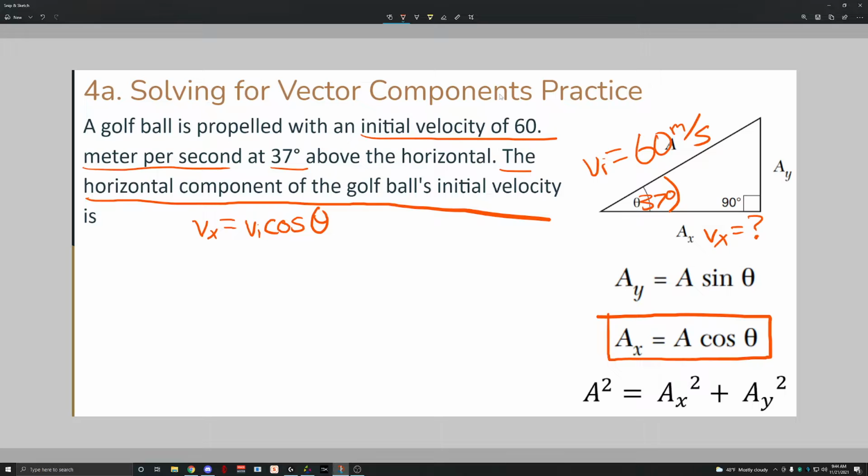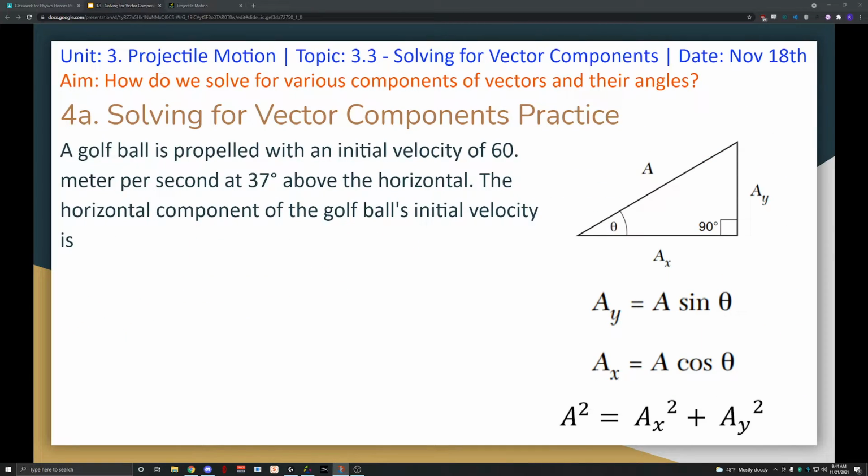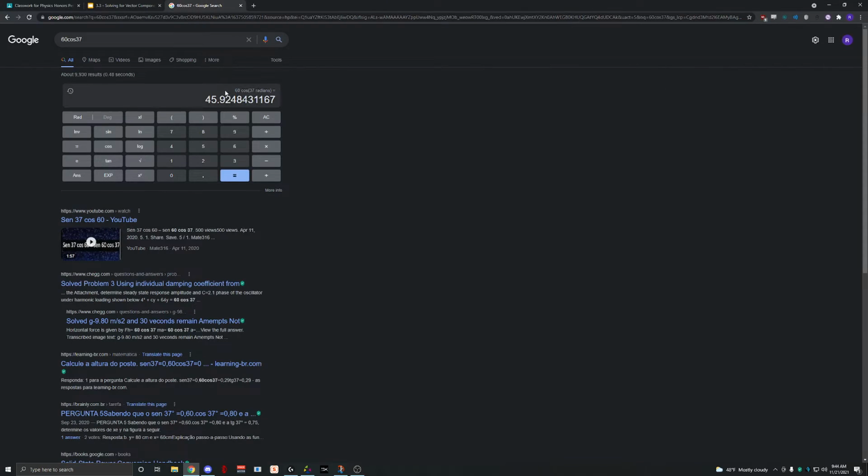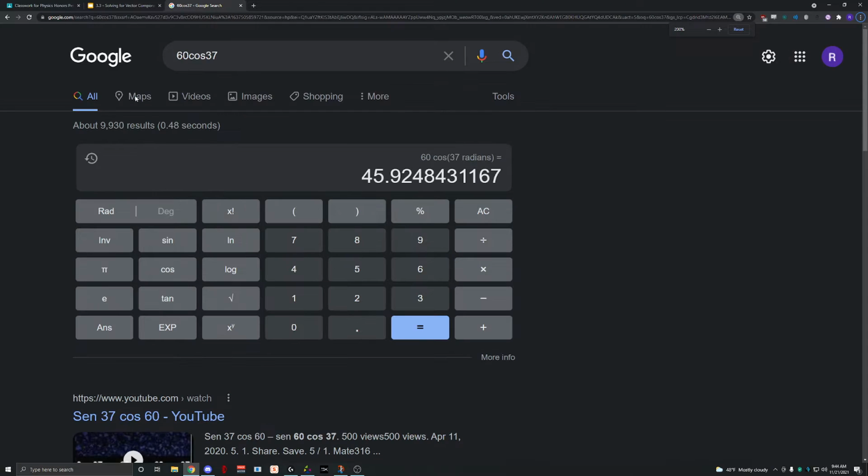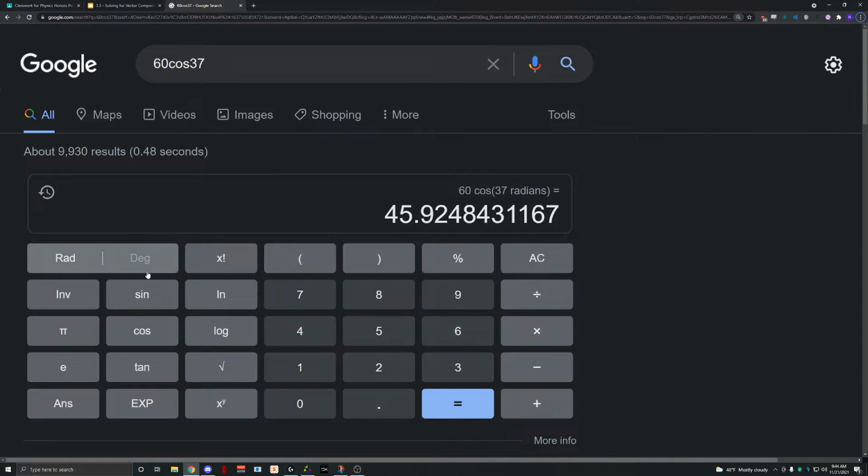So Vx is Vi cosine 37, where Vi is 60. On your calculator, this is what you're going to do: 60 cosine 37. You can usually just type it into Google Calculator, but when you do, you have to make sure you're using degrees and not radians. Very important that you are using degrees here.